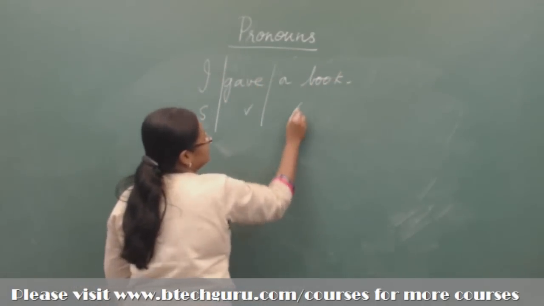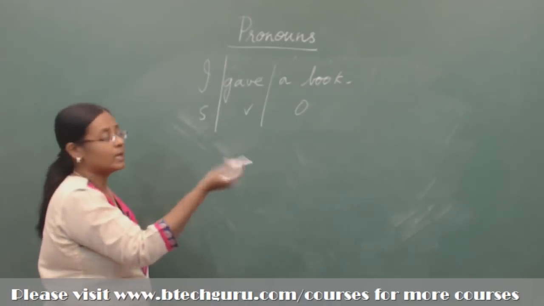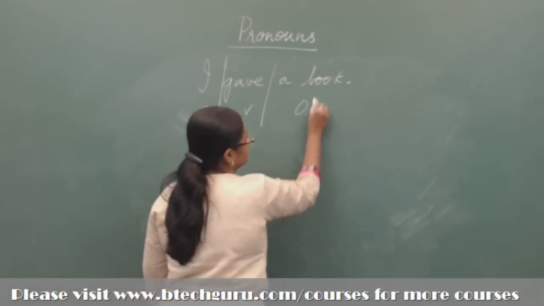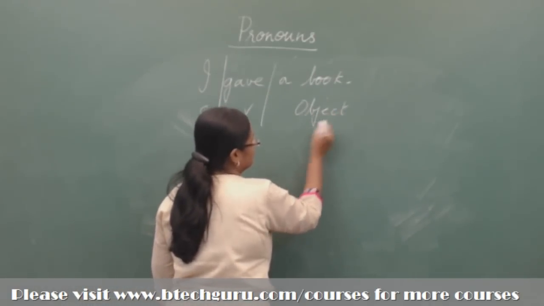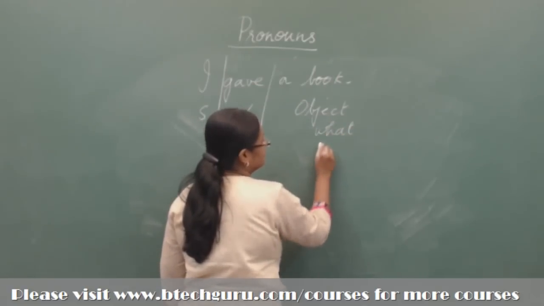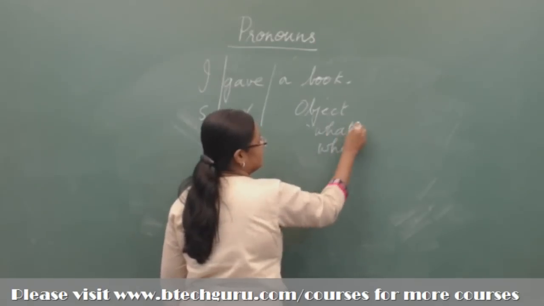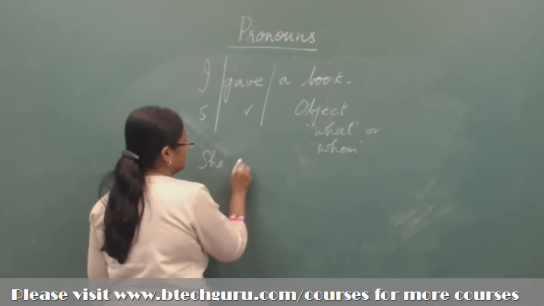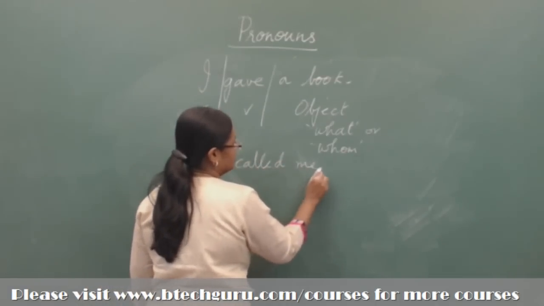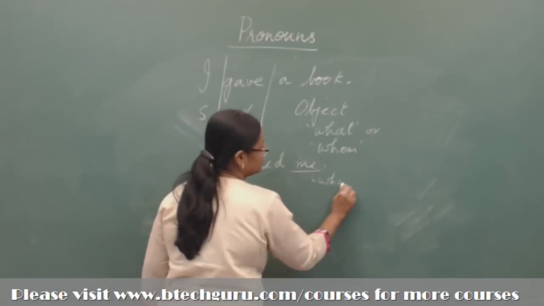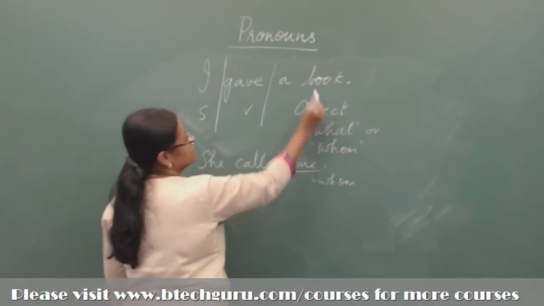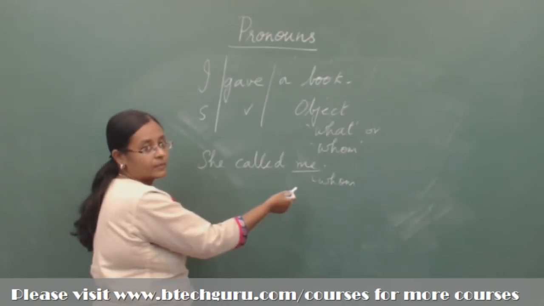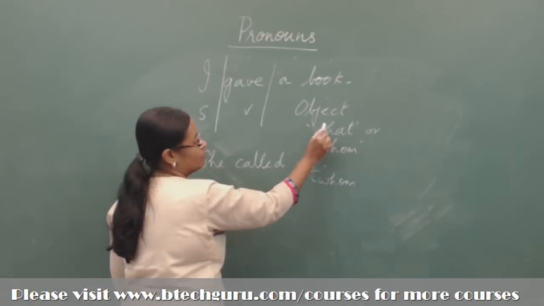Subject, verb, object. The sentence talks about whom? I. The action is expressed by the verb. I gave what? See, the object always answers the question what or whom. She called me. Here in this sentence it is the answer to the question whom. Here it is the answer to the question what. What did I give? A book. Whom did she call? Me. So the object is the answer to the question what or whom.